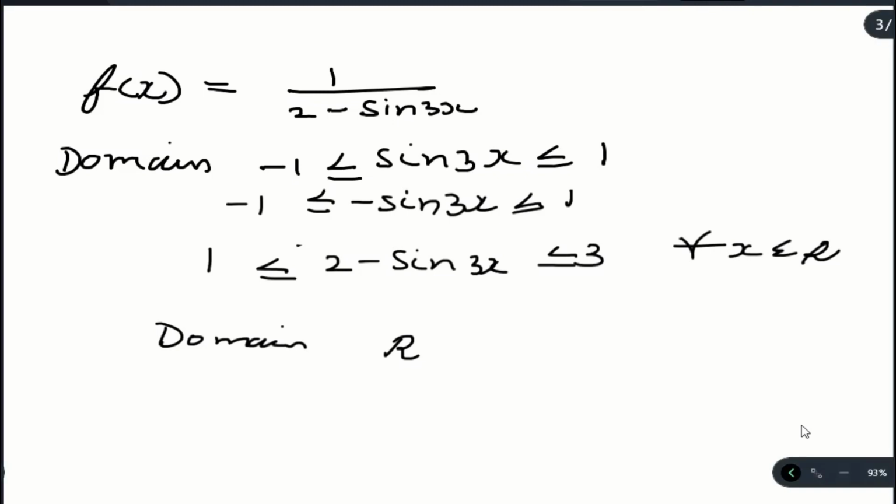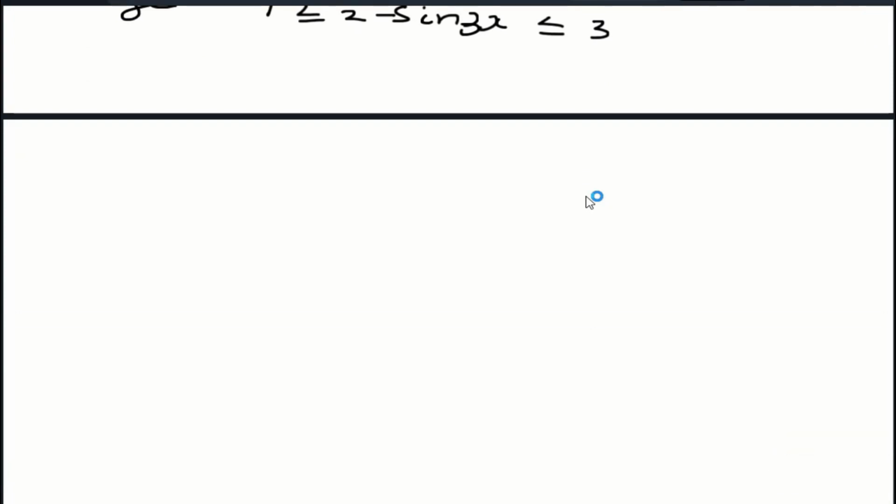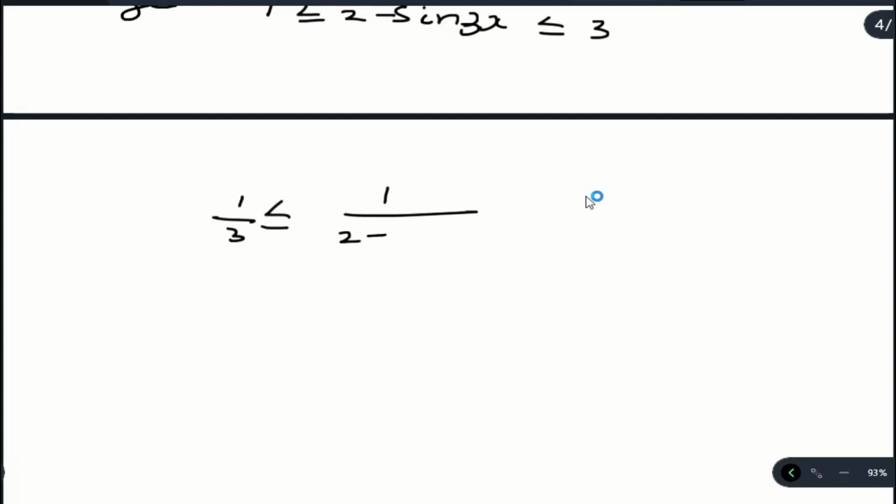Now let us move on to the range. How to find the range? Again, 1 lesser than or equal to 2 minus sine 3x lesser than or equal to 3. But our function is in the denominator. So just reciprocating, when I reciprocate, the inequality will reverse. So I can write 1 by 3 lesser than or equal to 1 by 2 minus sine 3x lesser than or equal to 1.